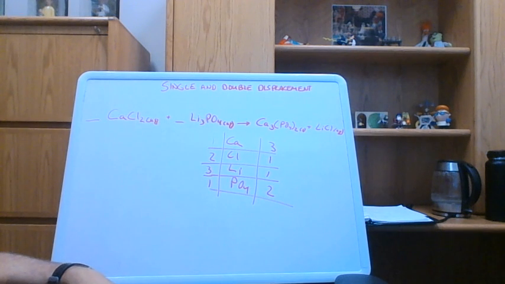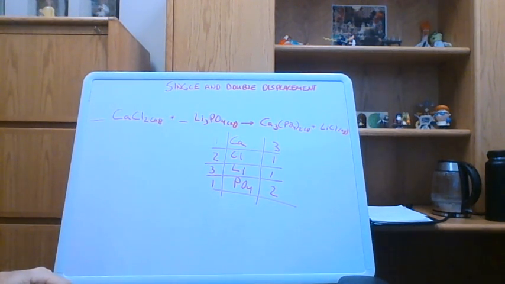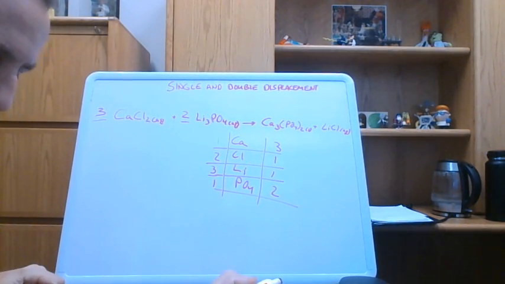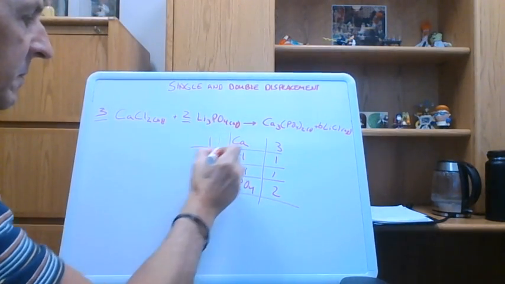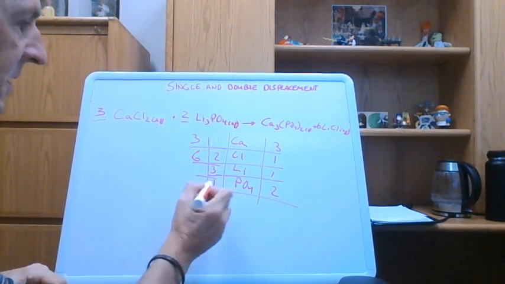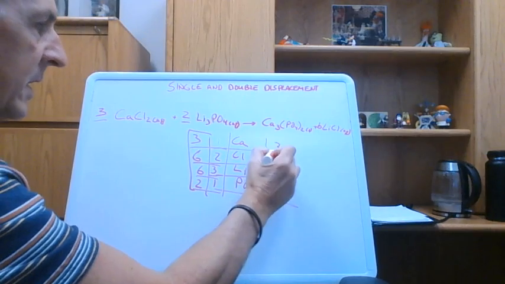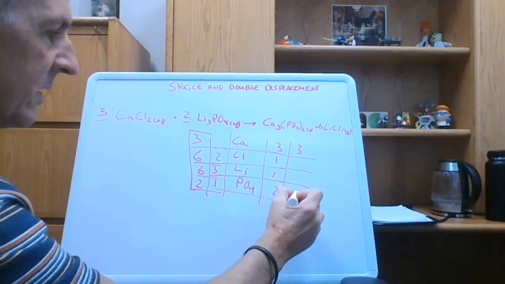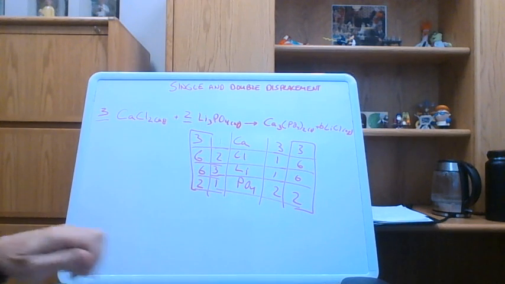We're running out of time in this video, so I will balance it just quickly here. We're going to end up needing a 3 here, a 2 here, and a 6 here, and then we end up with 3 calcium on this side, 6 chlorine, 6 lithium, and 2 phosphates. And on this side we still have our 3 calcium, our 2 phosphates, and now we have 6 lithium and 6 chlorine. So that's your balanced equation.